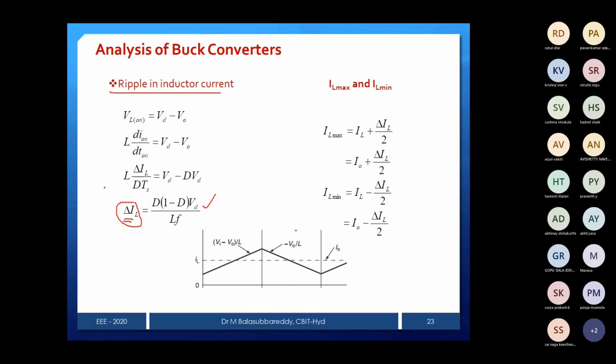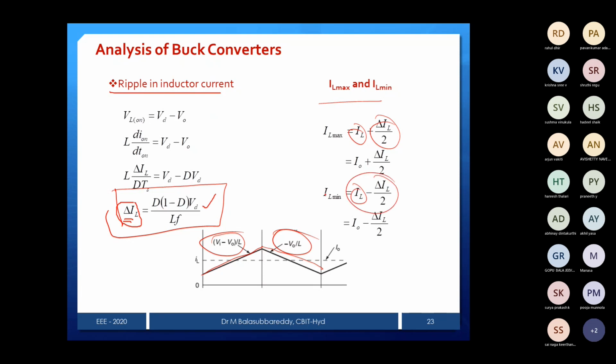There is another formula like that. A lot of relations we will get simply by the waveform. This is a current waveform, rising the current and then dropping the current. Rising during on, dropping during off. Similarly, I want I minimum and I maximum, this ripple half of that. So IL plus half of the ripple current will give IL maximum. Similarly, IL minus half of the ripple current will give IL minimum.